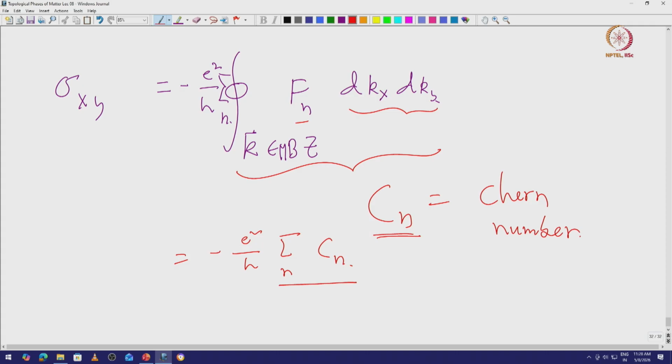So, it just tells you how many bands we are filling, right. So, it remains an integer, and we will also show that it will be an integer. It just tells you how many bands we are filling, and we are not computing anything else in the band except a topological invariant of each band, and that is why you get an integer Hall effect.